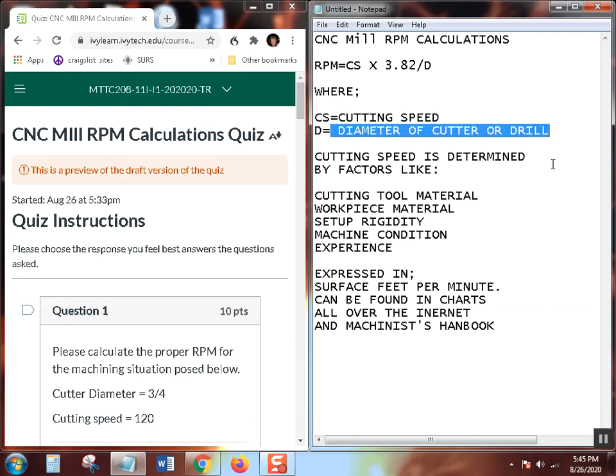Now there are a lot of things like center drills, counterbores and countersinks. This RPM calculation really doesn't fall into that category, though some people will try to use it and you won't come up with great results. When you're talking about RPMs for countersinks, counterbores, and taps, that's a whole different type of calculation.